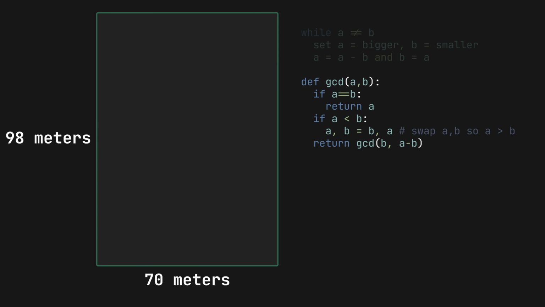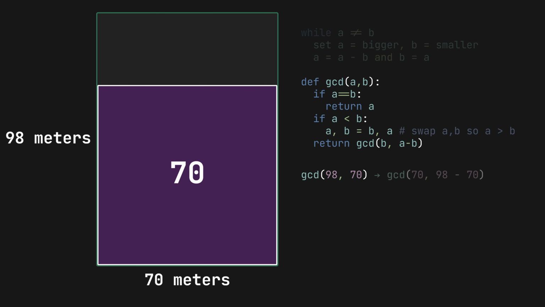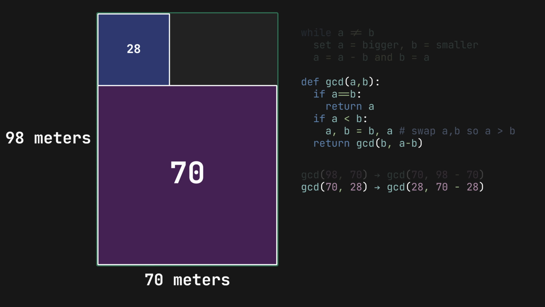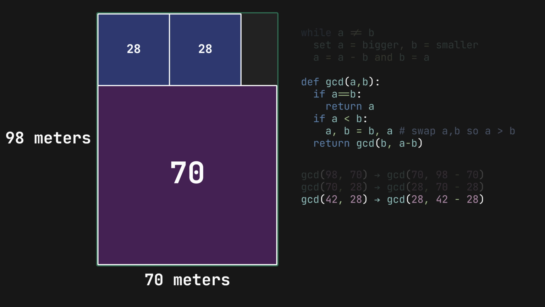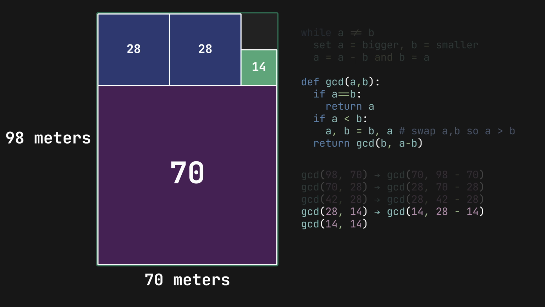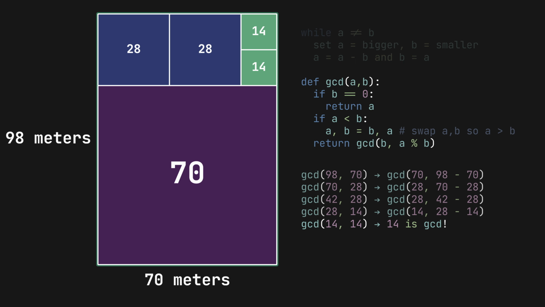We can rewrite our pseudocode algorithm from earlier in Python like this. This concept of tiling multiple blocks is similar to subtracting the same number multiple times. Instead of doing that, we can use a modulo operator to do all of that in one go.